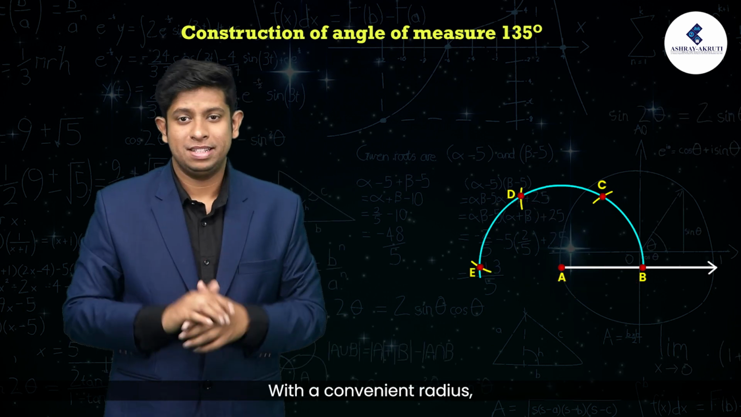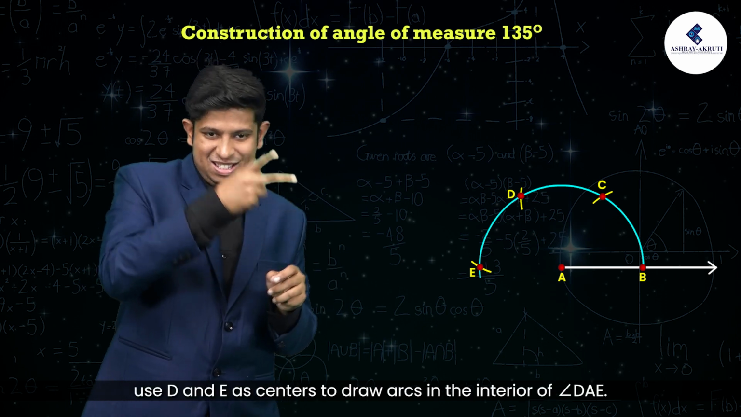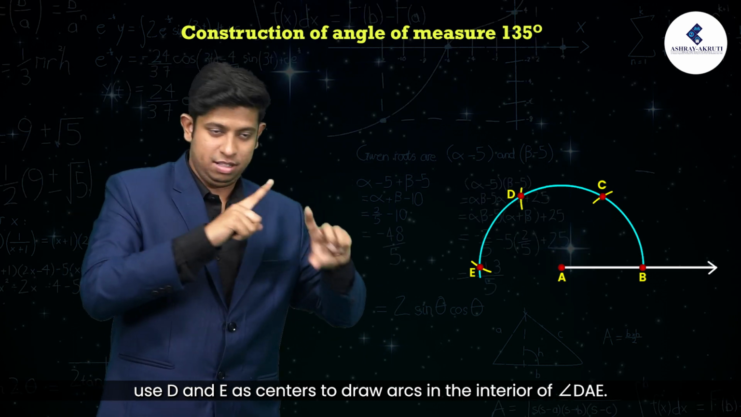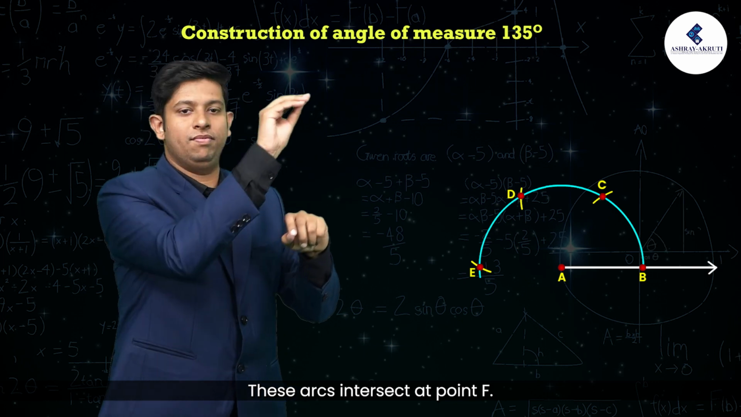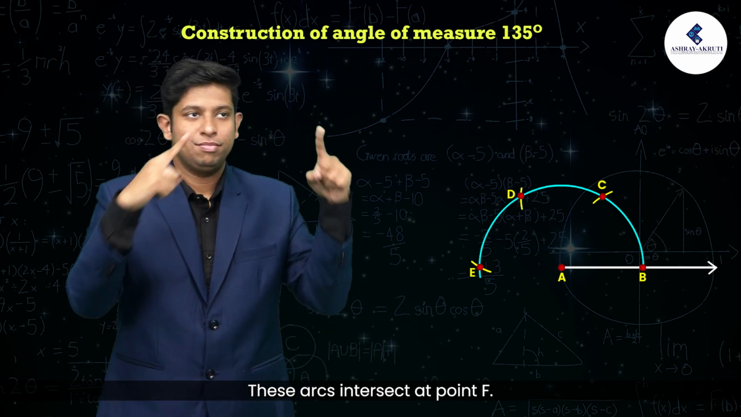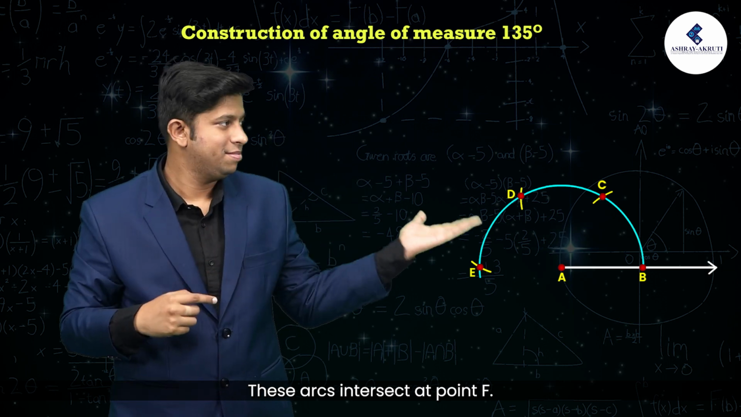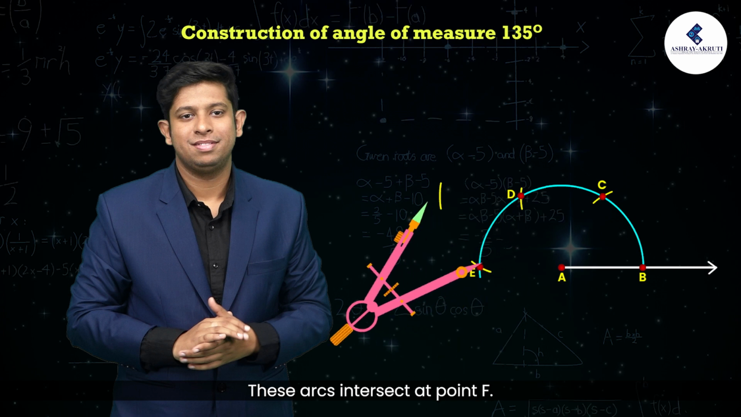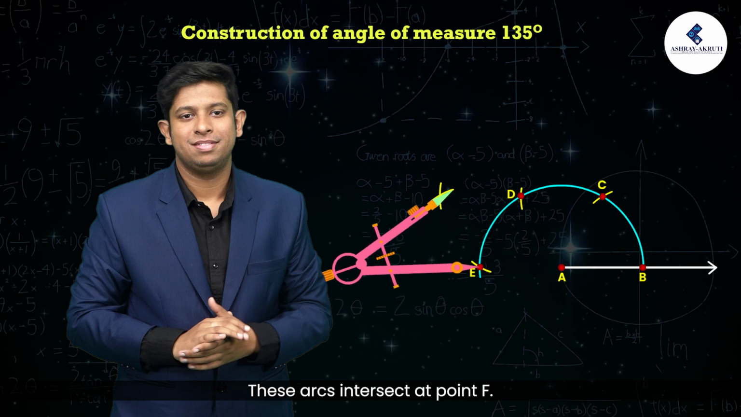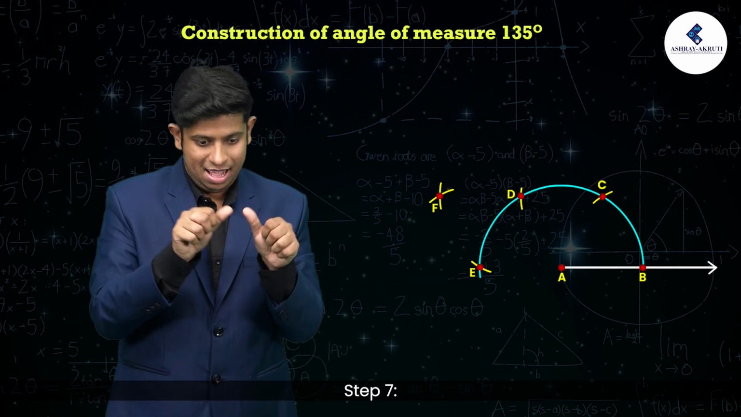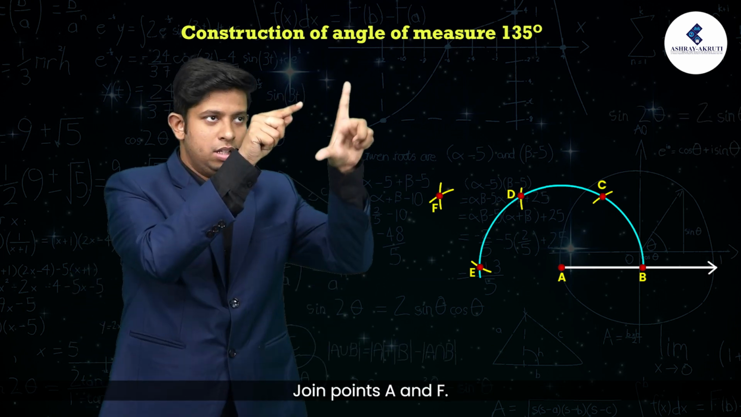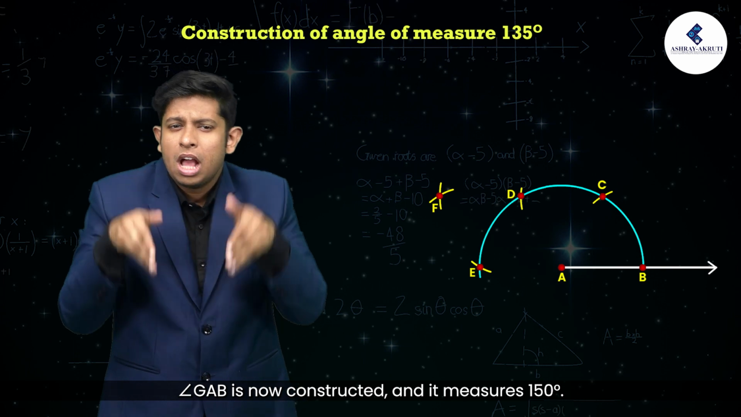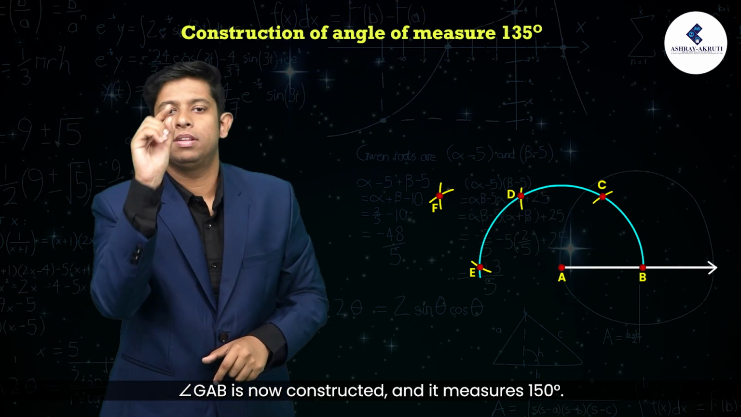Step 6. With a convenient radius, use D and E as centers to draw arcs in the interior of angle DAE. These arcs intersect at point F. Step 7. Join points A and F. This line cuts the arc at point G. Angle GAB is now constructed and it measures 150 degrees.